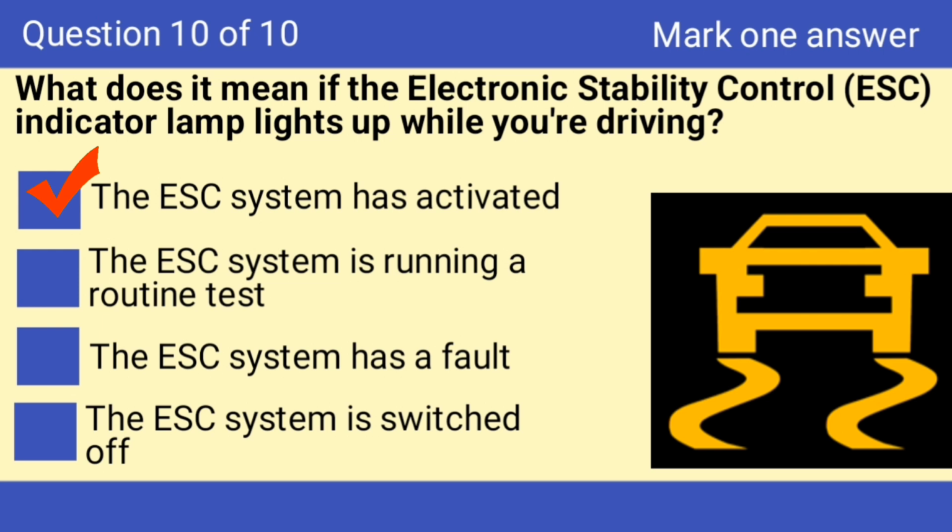The correct answer is the ESC system has activated. Explanation. ESC is a computer-controlled technology that detects reduced traction and automatically makes corrective adjustments to prevent loss of control. The ESC lamp comes on to alert the driver that the system has activated and the car is approaching its handling limits. It's a powerful driver aid, but it cannot save a car once its traction limits have been exceeded.